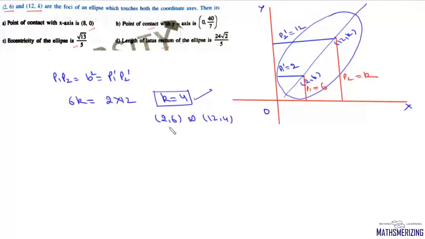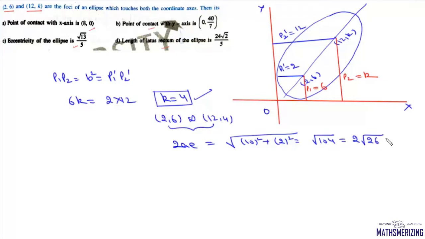We know that the distance between the foci is 2ae. So 2ae will be equal to the square root of (12 minus 2), which is 10 square, and then (6 minus 4), which is 2 square. So that should be 104. So the value of 2ae is simply 2 root 26, so the value of a into e is simply root 26. Now we also know that b square is 12 into 2, that is 24.